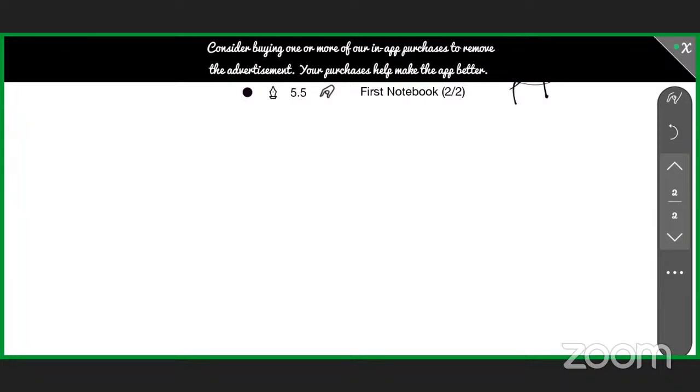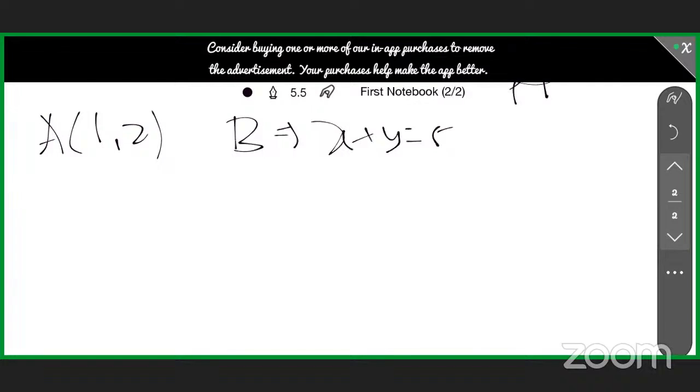A triangle ABC. Coordinates of A are (1, 2). And the equations of the medians: through B, the equation of the median is x plus y is equal to 5. And from C, it is x is equal to 4.